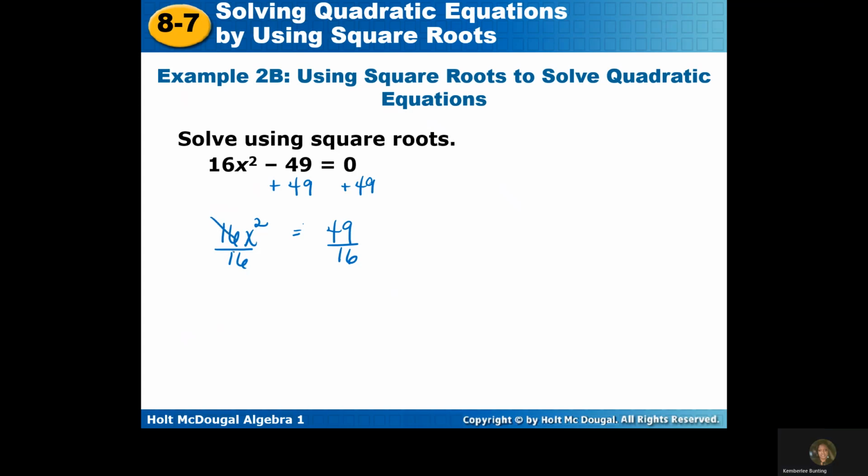Okay? So we're left with x squared being equal to 49 over 16. Okay? Now, I'm going to take the square root of both sides.